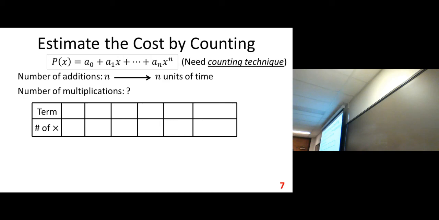Now let me do a chart here. For each term, let's count the number of multiplications. This means multiplication, okay? Not x. Number of multiplications for each term. The first term, A1x, 1. Second term, 2, right? Because for the square, you need to take x times x. So 2 multiplications, and so on. 3.